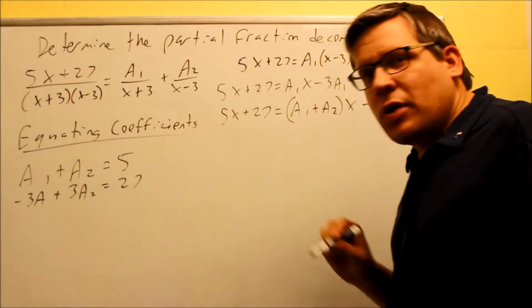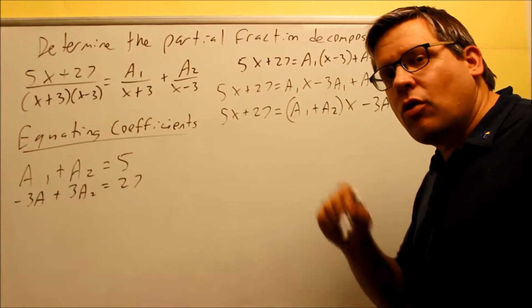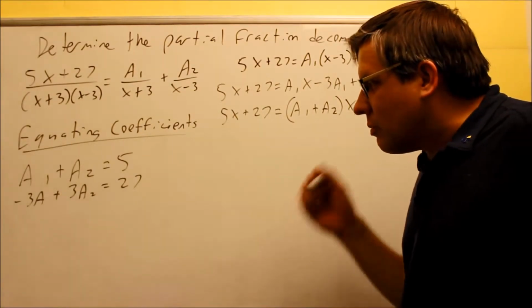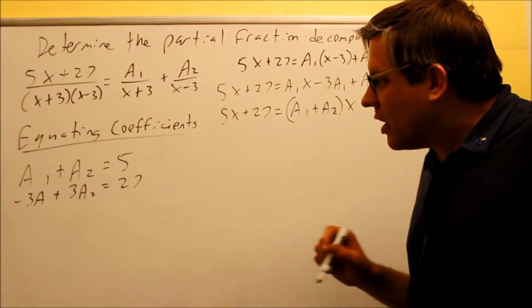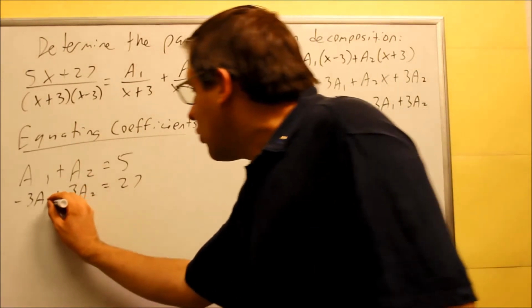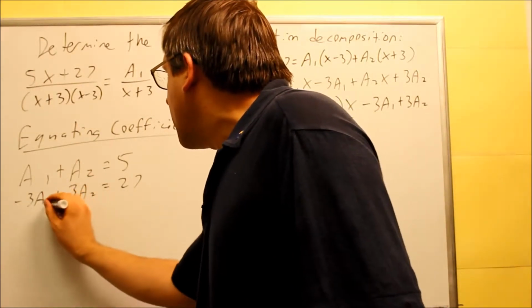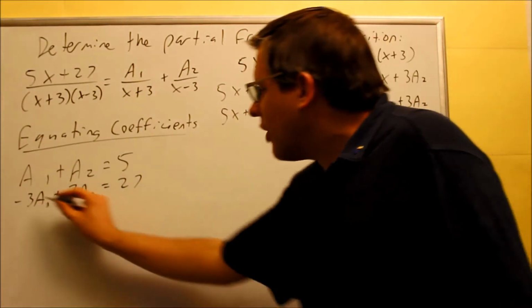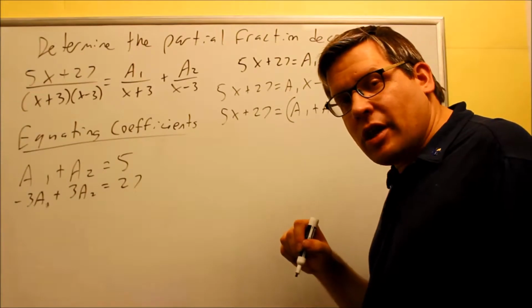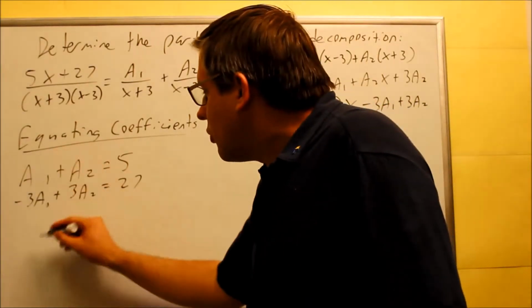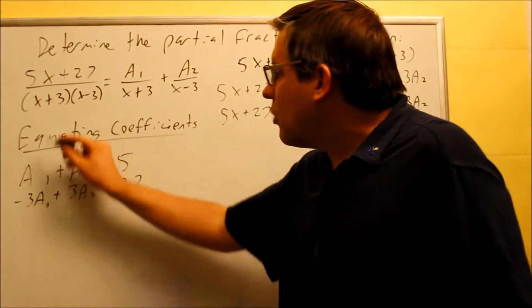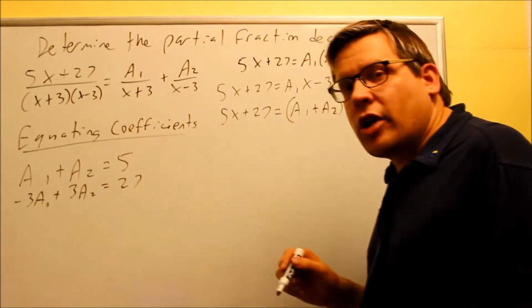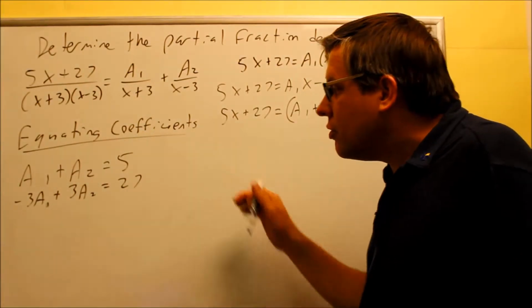I need to solve this by using either substitution or elimination techniques. Probably elimination is going to be the best in this case, and I'm going to eliminate the a1's right here. I just need to multiply the first equation through by 3. If I add it to the second equation, that'll allow me to cancel out the a1's. Notice that when I wrote these, I made sure that the a1's were lined up together and the a2's are lined up. You want to make sure you do that too when you do these.